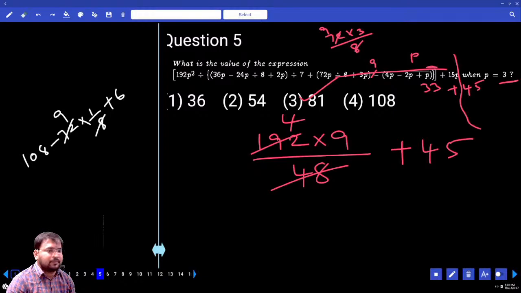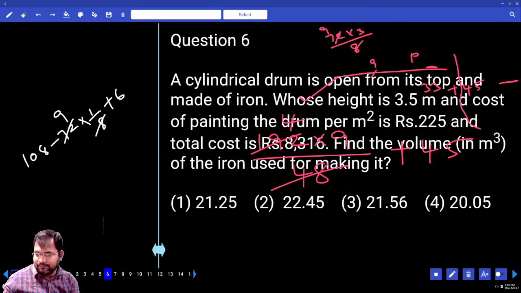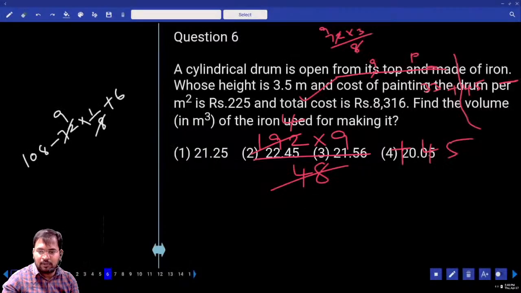Are you clear? Shall I go for the next question? Whenever they are asking this type of questions, don't take the entire equation. Try to solve part-wise, and then after getting the answers, add or subtract the parts. Next.